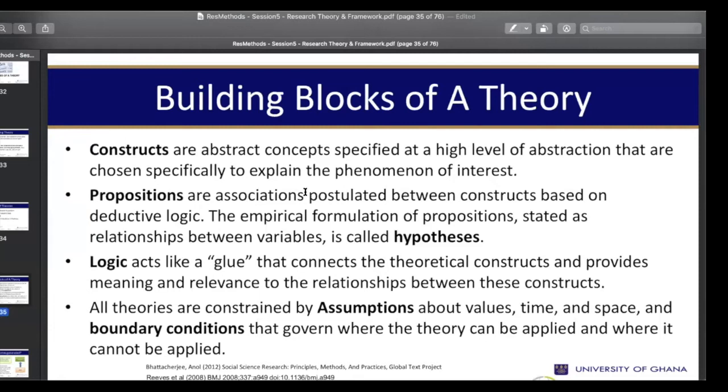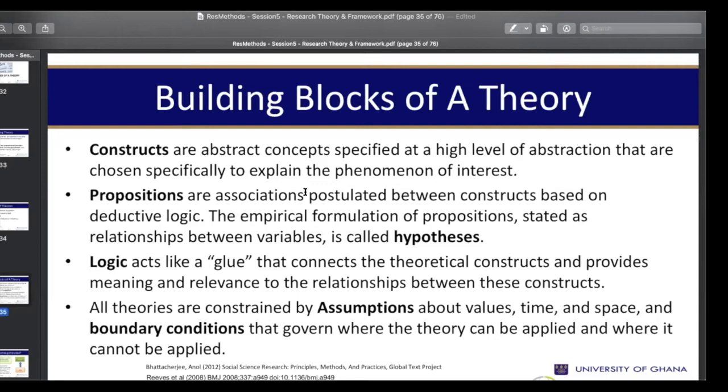However, that becomes your assumption going. Now, the boundary condition says that you have to know where it can be applied and where it cannot be applied. You cannot use length times breadth to find the area of a rectangle for something else, because its application is different. It's not a base thing, it doesn't have a height. It just has L times B.